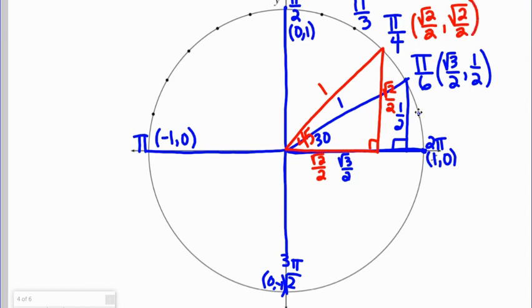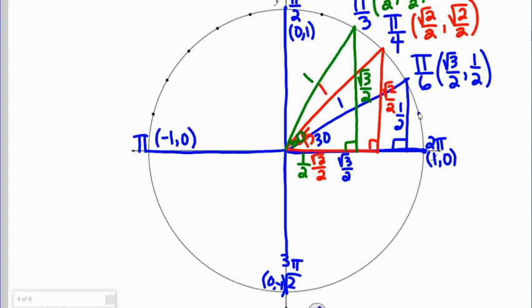Now for the pi over 3, that is a 60-degree angle. I know this is all overlapping. Again, this is 1. This is where the square root 3 over 2 would be, and this is where the 1/2 would be. So the x coordinate is 1/2. The y coordinate is square root 3 over 2.